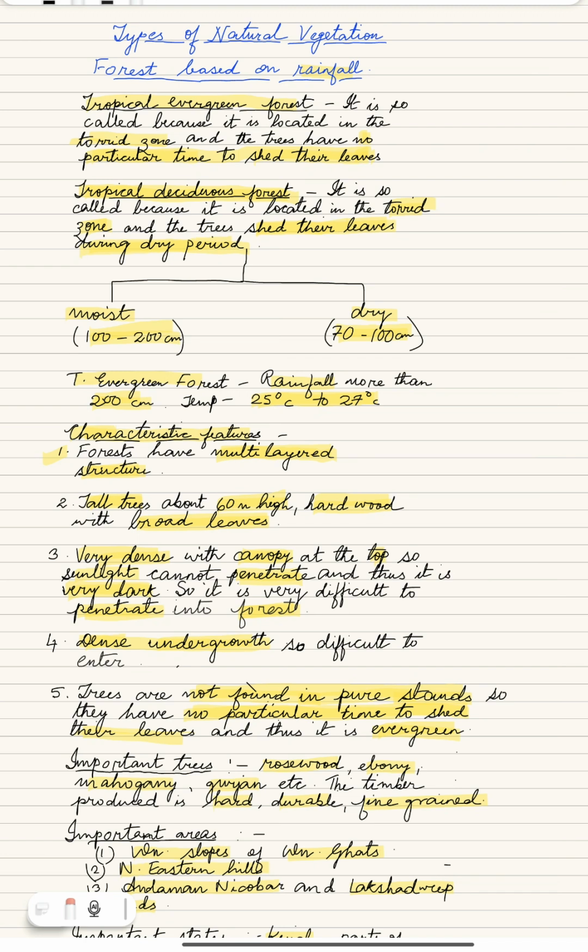There is a lot of undergrowth there, so it is difficult to construct roads, with swampy lands full of insects and all. So it becomes very difficult to get into the forest. And third, trees are not found in pure stands. So in spite of the fact that they have important trees like rosewood, ebony, mahogany, gurjan, all of which have hard, durable, fine grained timber, still this forest is commercially not very important.